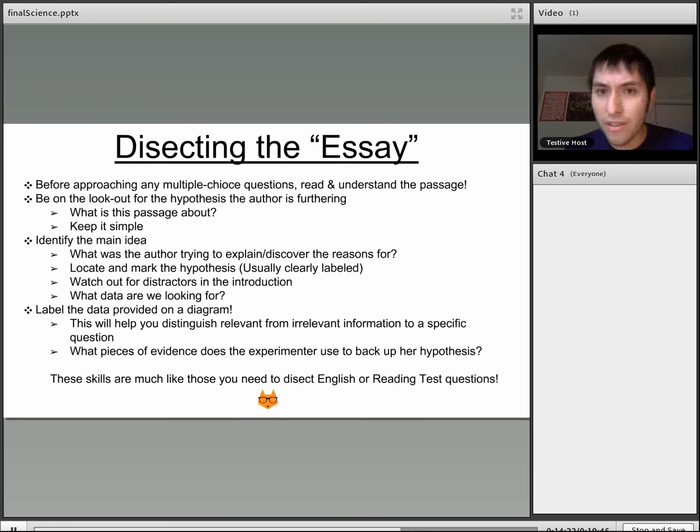Watch out for distractors in the introduction. A lot of the time for these, they're going to tell you something about the concept that the experiment, or whatever sort of science passage you're presented with, is contributing to in general, but it's not really going to be the purpose of the experiment itself, to answer the big questions that may be in the introductory paragraph. And then, of course, look at what data we are looking for.